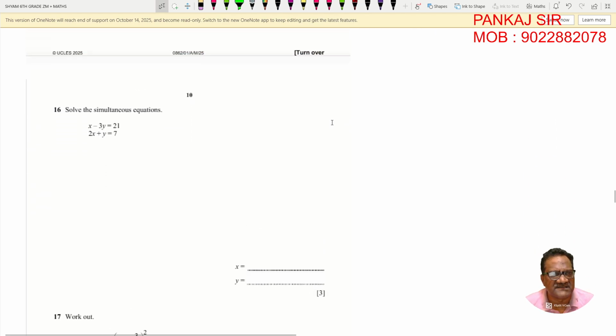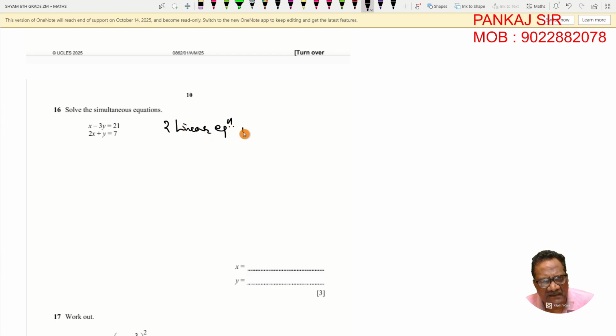Now question number 16. Solve the simultaneous equations. So you have these two equations, and you have to solve them simultaneously. Now what are simultaneous equations? Let me tell you in brief. Simultaneous equations are basically two linear equations. You will be given two linear equations in two variables, and you have to solve for both the variables, which means you have to find the value of both the variables.